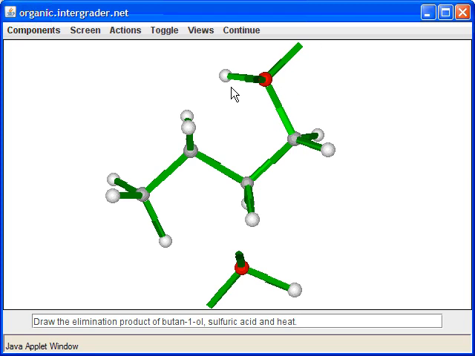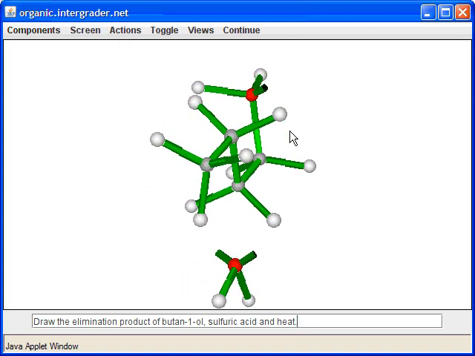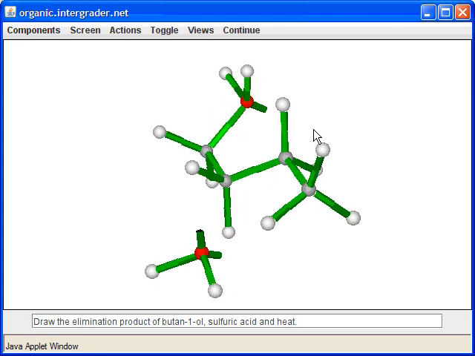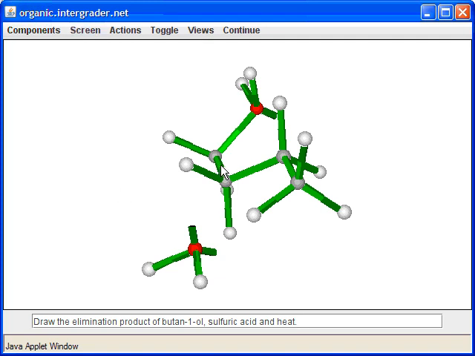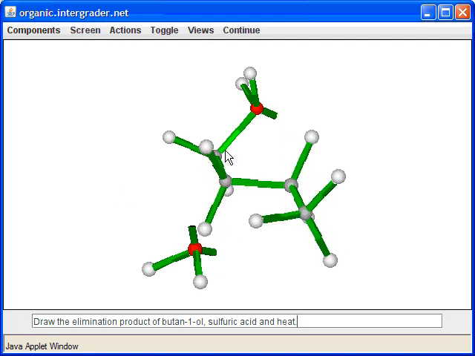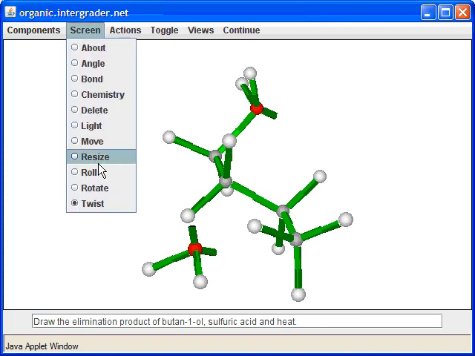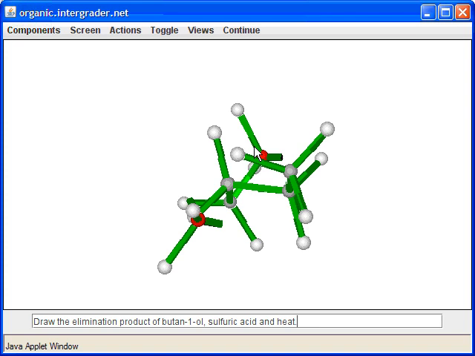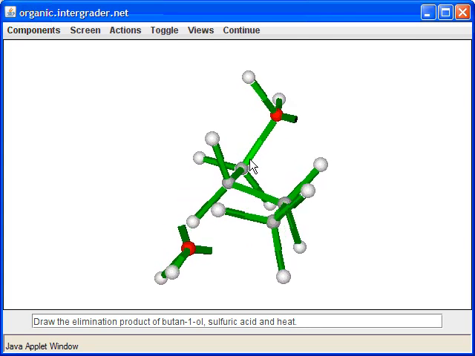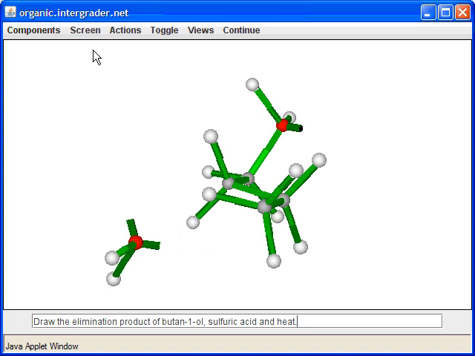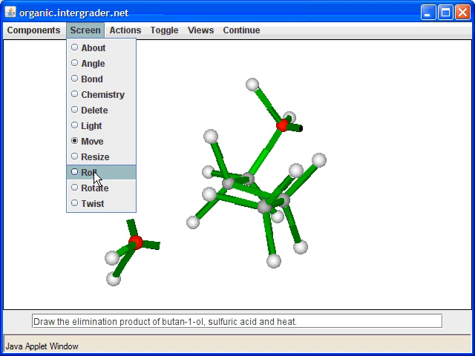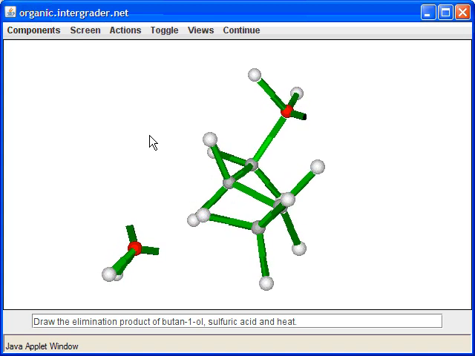In an E2 elimination, you have to do things in an anti-fashion, or an anti-elimination. What that means is that as you're having your leaving group leave, which in this case will be water, let me shift things around a little more. I'm using the twist function for this. What we're going to do in this reaction is use water as a base, so let's go ahead and do the E2 reaction.